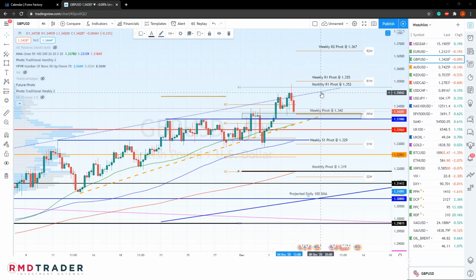That could then see price retest the highs from last week near our monthly R1 at 1.352, and perhaps even that weekly R1 pivot at 1.355. And then should it take out those highs, it could see a high as the weekly R2 pivot at 1.367.